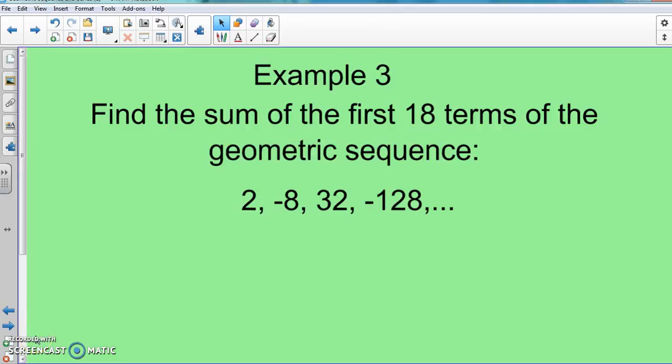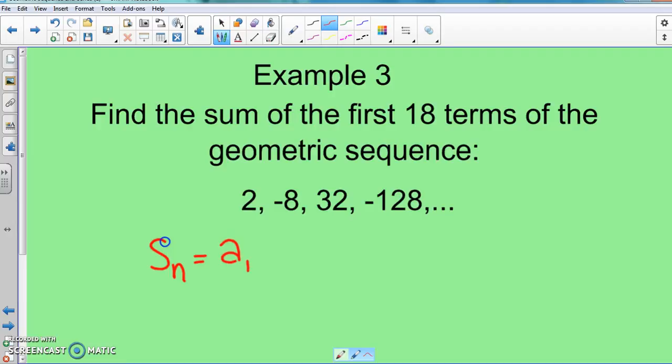Alright, so here we're going to find the sum of the first 18 terms of the geometric sequence. Now here, since they call it a geometric sequence, we know there's a common ratio. So we're going to find that common ratio, and we already know what the first term is. Then we're going to put everything in. So again, let's write the formula down.